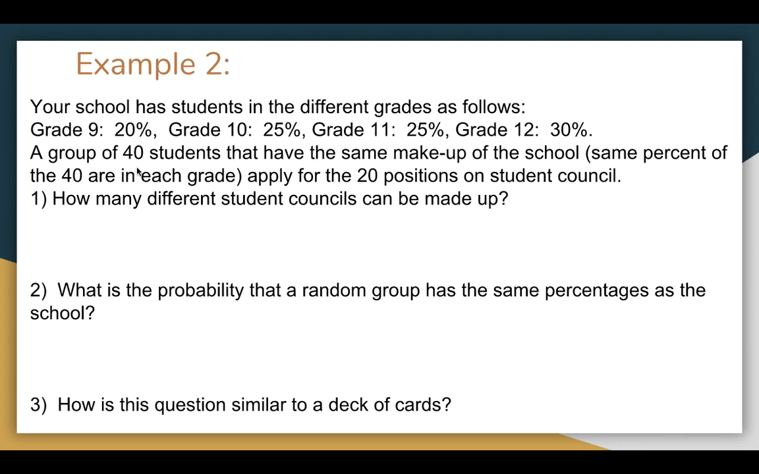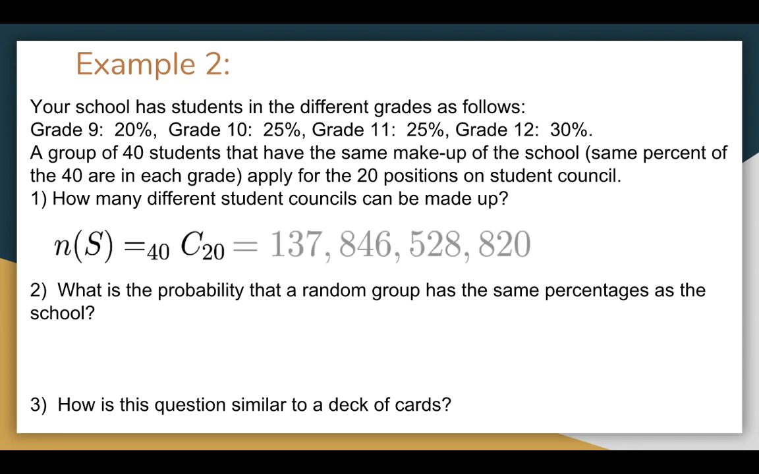What might be helpful is to find out how many of each grade you have. But in the first question, which would just be like N of S, we're just choosing, like your 52 choose 5, it's 40 choose 20, and that's a lot of different ways. 137 billion.